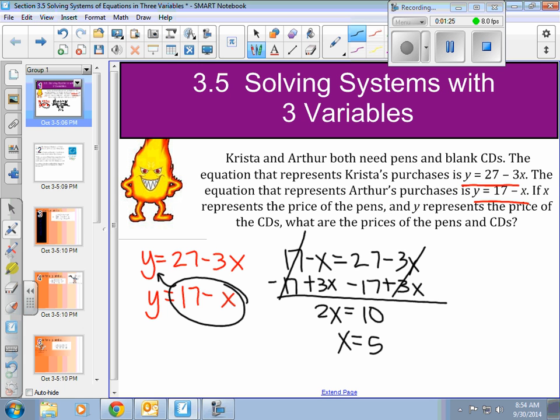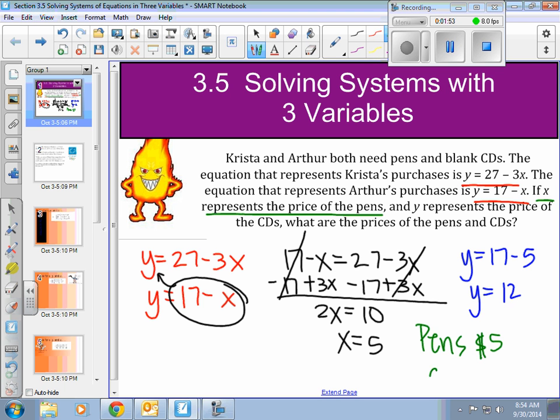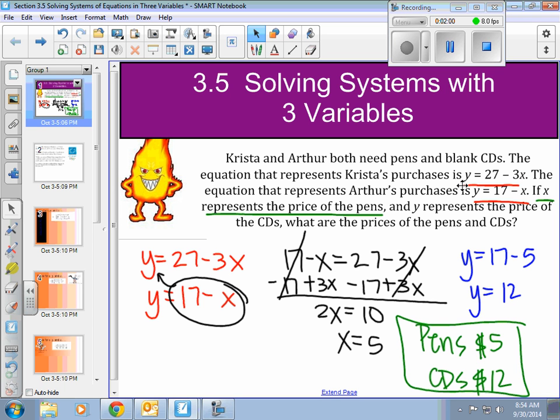Now I need to solve for y. I can plug into either equation. I'm going to choose the bottom one that I wrote on the left. So it's 17 minus 5, so y is equal to 12. Okay, so what does this mean? Well, x represents the price of the pens, so the pens are $5. And the CDs are $12. So this was our system of two equations.